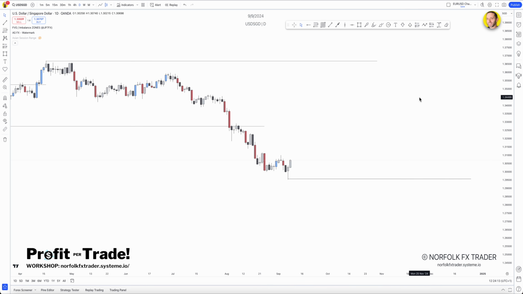But if we go in closer, we then need to recognize that we have our internal structure as the market continues to push lower. So we have a break of structure, another internal break, and we have another small internal break there. And finally, you can see the market has just swept this low. So we're looking for this high to be run next.